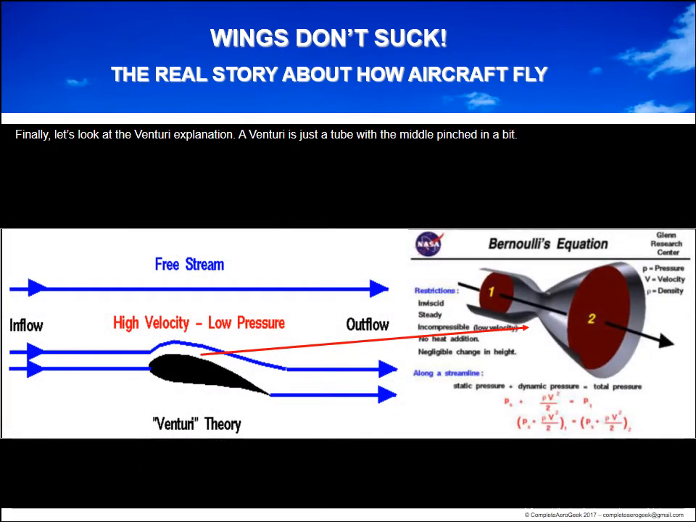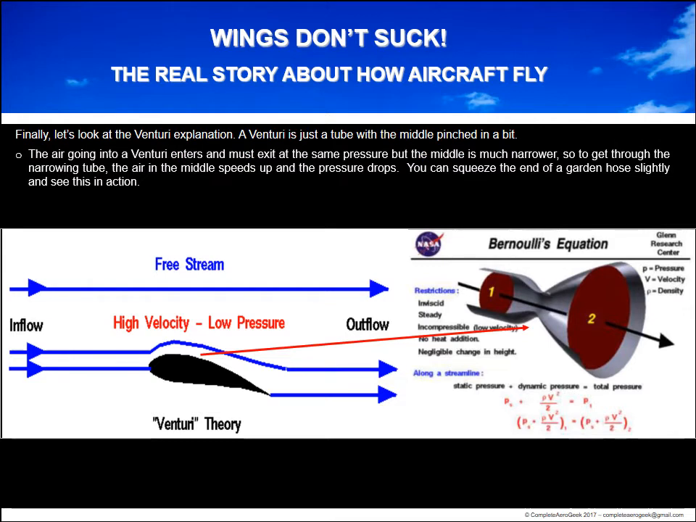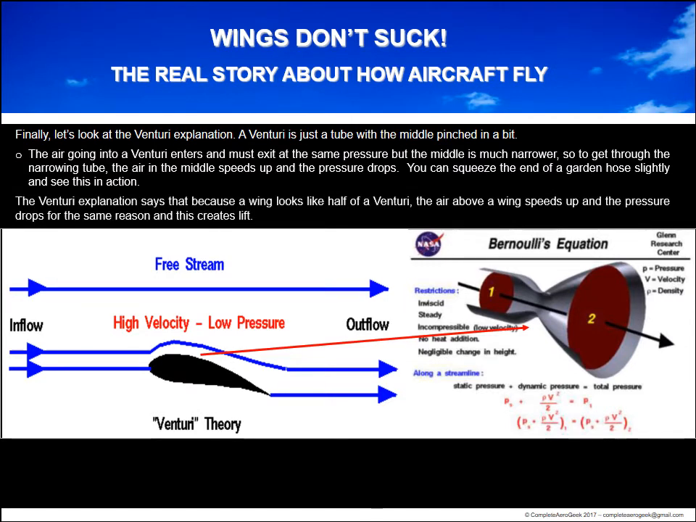Finally, let's look at the Venturi explanation. A Venturi is just a tube, with the middle pinched in a bit. The air going into a Venturi enters and must exit at the same pressure, but the middle is much narrower, so to get through the narrowing tube, the air in the middle speeds up and the pressure drops. You can squeeze the end of a garden hose slightly, and see this in action. The Venturi explanation says that because a wing looks like half of a Venturi, the air above a wing speeds up, and the pressure drops, for the same reason, and this creates lift.